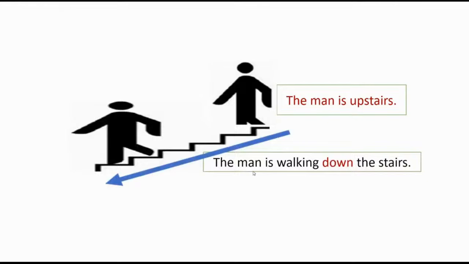So the man is upstairs. Yes, there he is. And he is going down, or he is walking in the direction down. So the man is walking down the stairs. So the movement is walking down the stairs. And now he is here, downstairs. The man is downstairs. Alright?